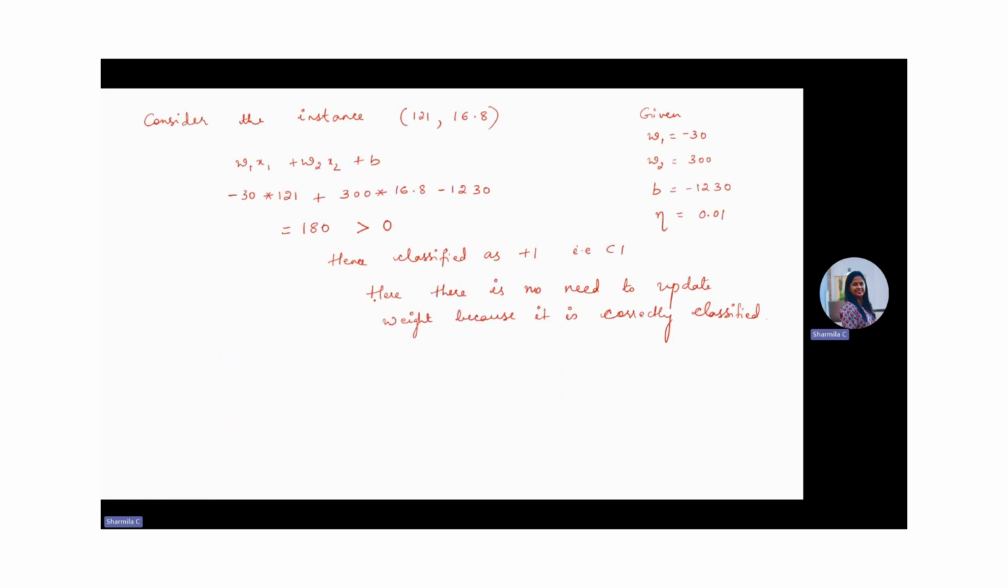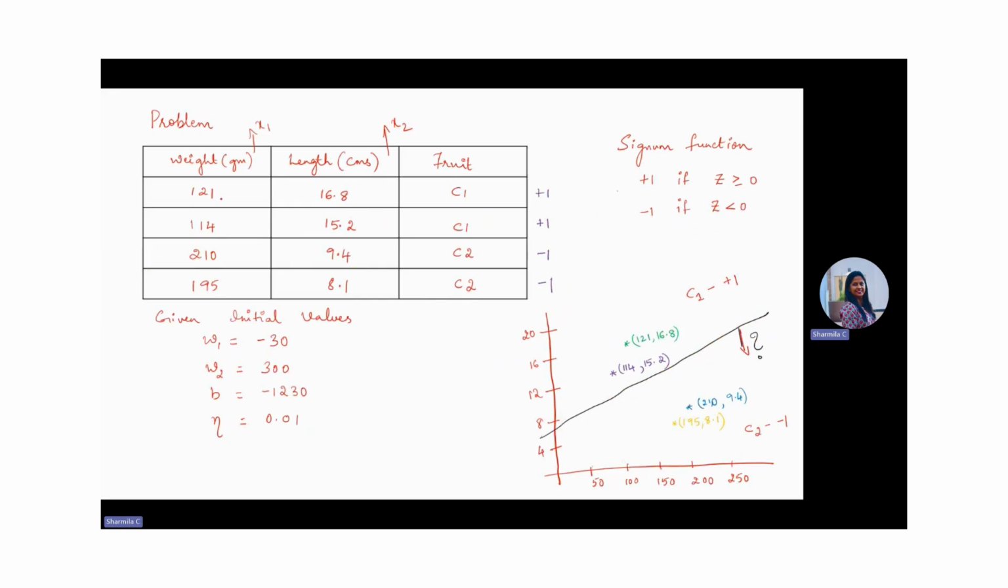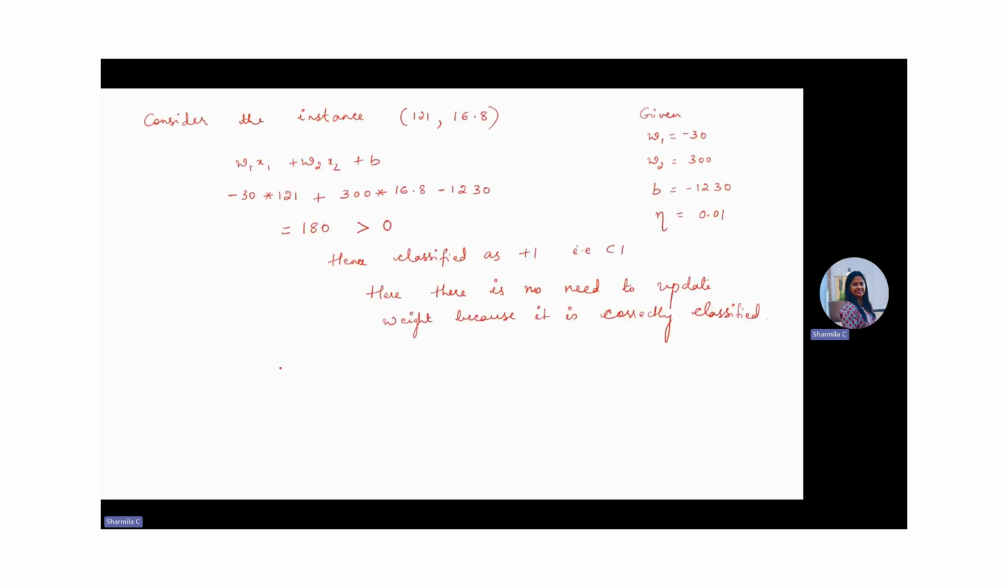Initially, we'll consider the first instance. What is the first instance? We have 121 and 16.8. So this is x1, this is x2. These are the initial values that are given. First we have x1 and x2, then these are associated with the weights. We have the bias, and we have W2 as well as W1.